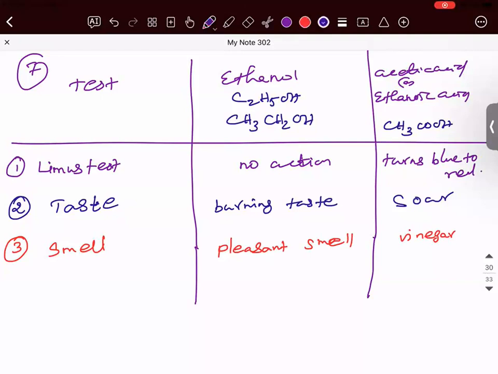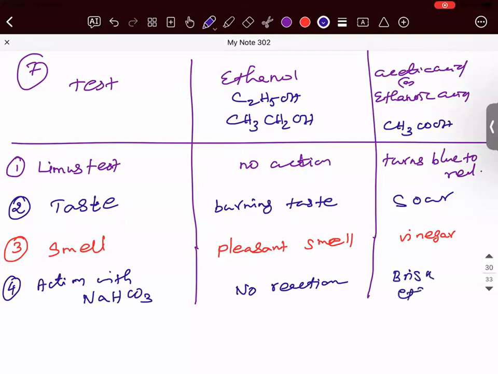And then chemical test, action with sodium carbonate. Sodium bicarbonate or sodium carbonate. So no reaction for ethanol, but acetic acid gives brisk effervescence. Okay, so these are the tests by which you can differentiate ethanol and acetic acid.